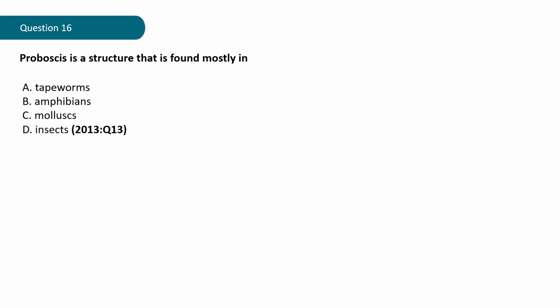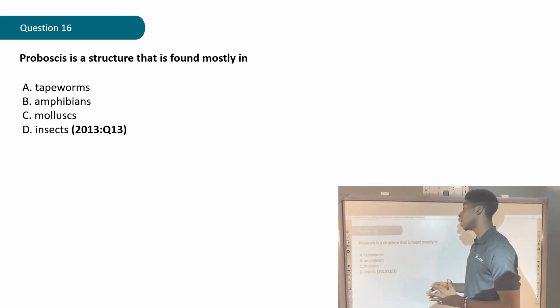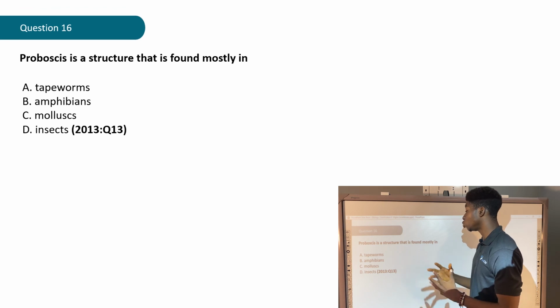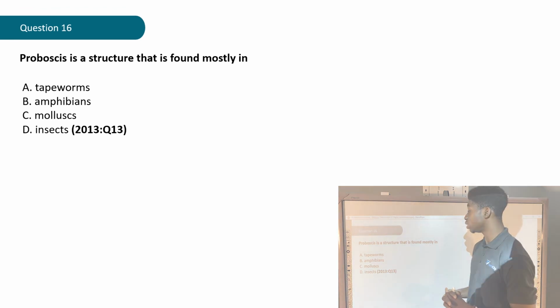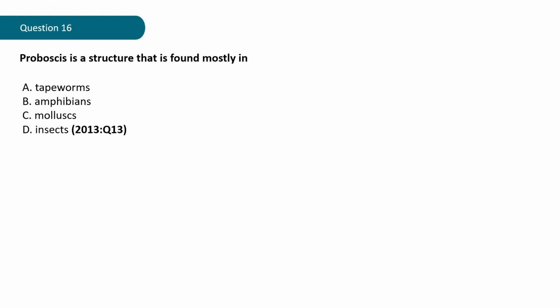Proboscis is a structure that is found mostly in A. Tapeworms, B. Amphibians, C. Mollusks, D. Insects. That question is found in the year 2013, question 13. Why not give that a try?